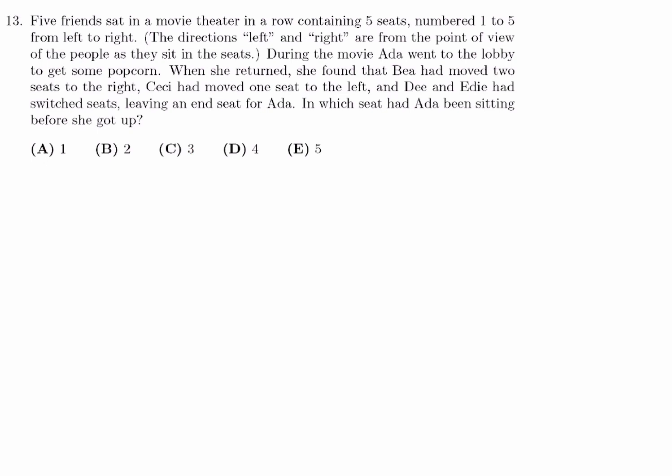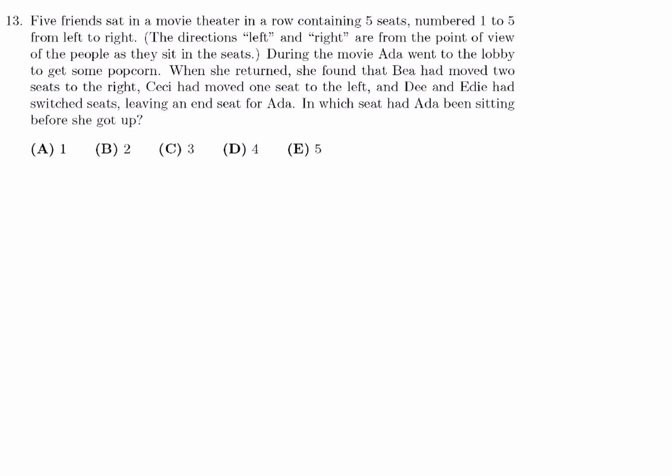5 friends sat in a movie theater in a row containing 5 seats numbered 1 to 5 from left to right. The directions left and right are from the point of view of the people as they sit in the seats. During the movie, Ada went to the lobby to get some popcorn.